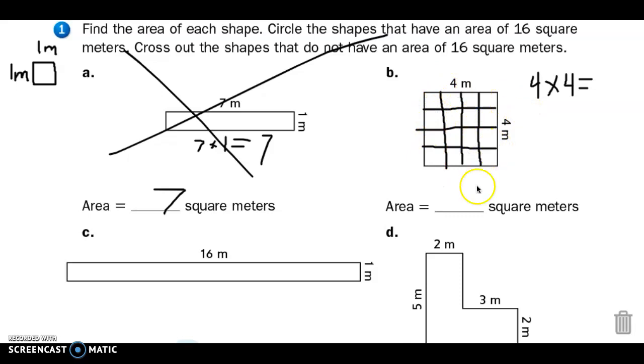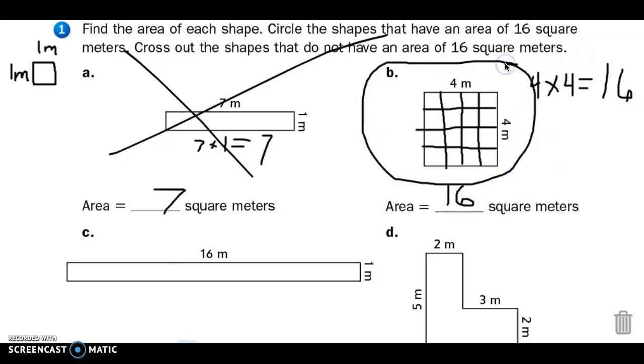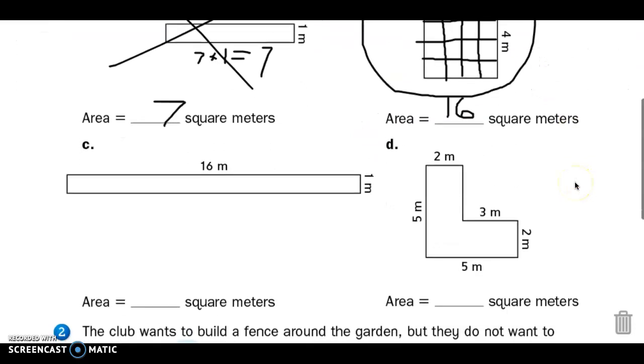Could I count up all these? Yes, but if we think about it like an array, it is 4. 1, 2, 3, 4. 4 groups of 1, 2, 3, 4. So 4 times 4 is 16. Does that meet our requirements for the garden? You betcha. So let's circle it. That means 16 people could plant in the garden.